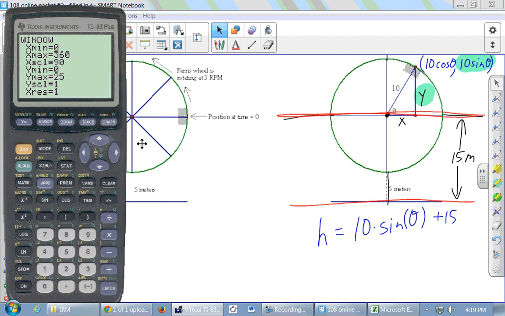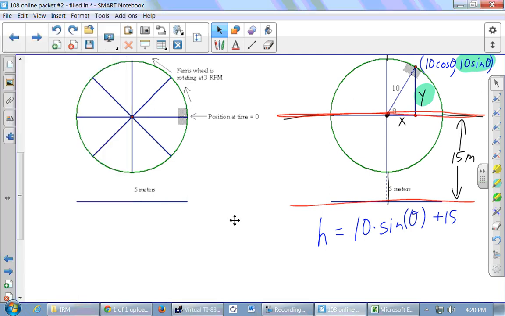So if we did this right, then we should see one complete revolution. It should start right there in the middle at a height of 15, get up to 25, down to 5, and then back. Starts in the middle, up to 25, back through the middle, down to 5, not to the axis, and then exactly right back to the middle. One complete revolution.